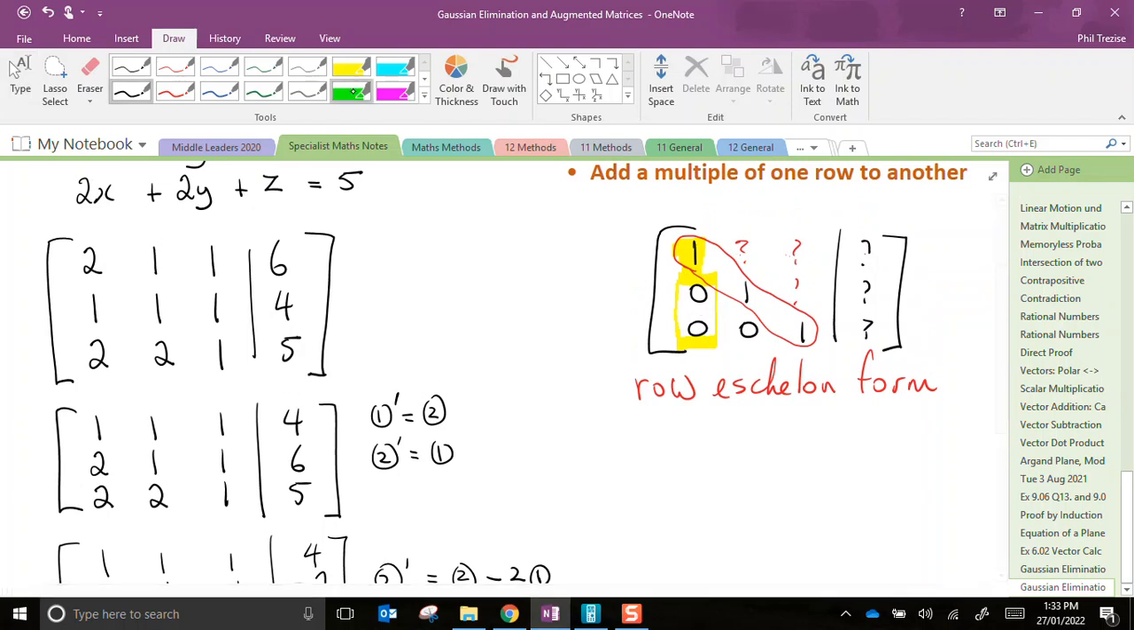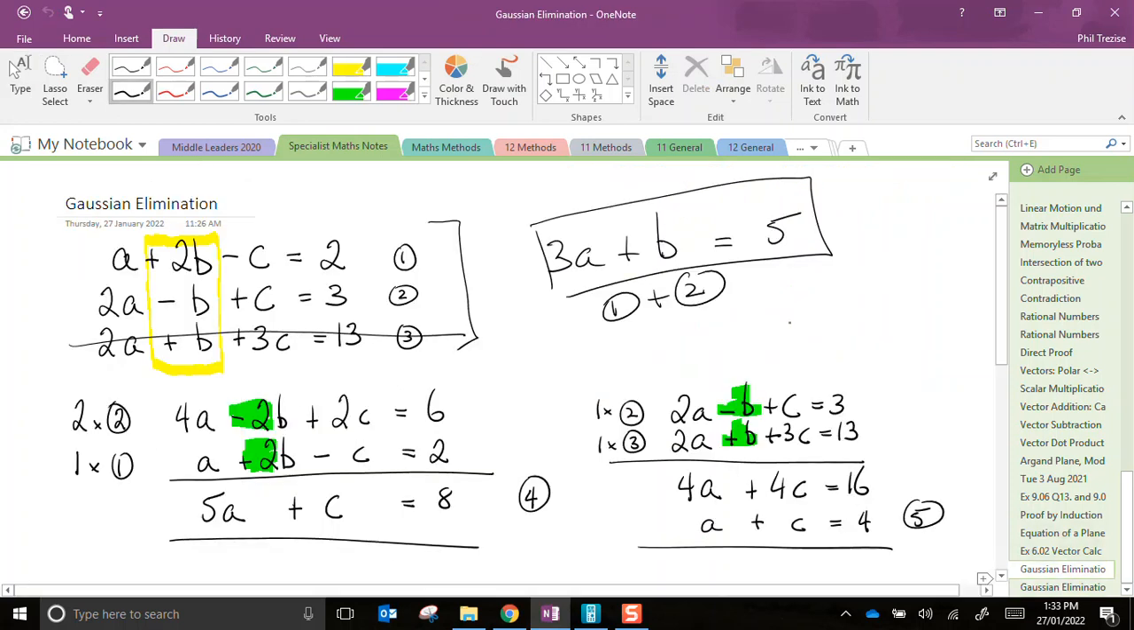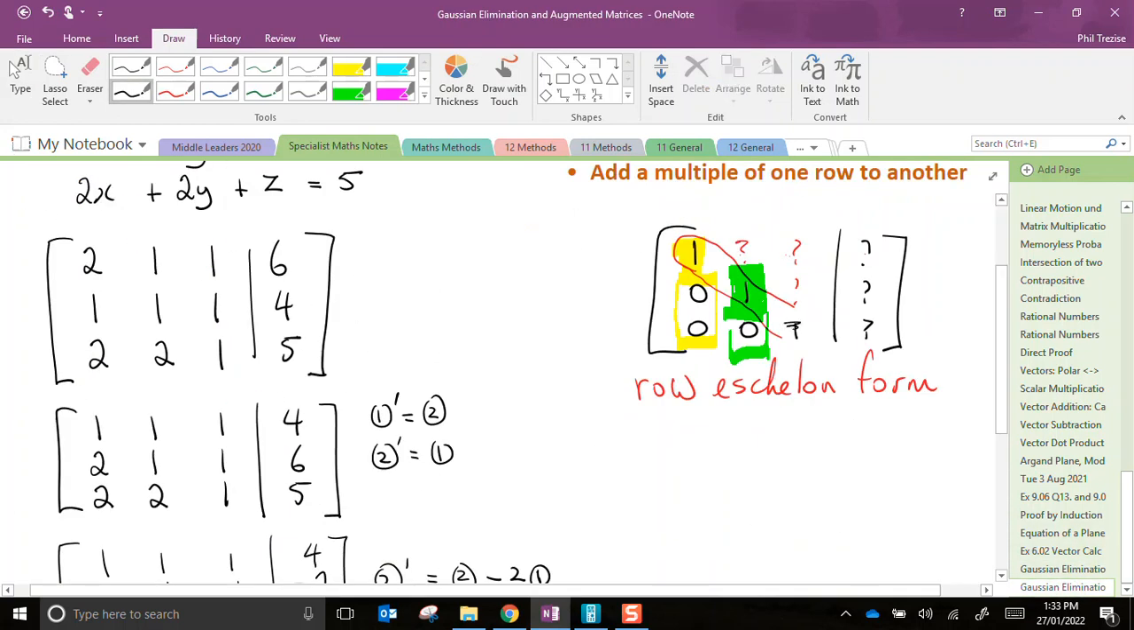zeros below that. The second thing to aim for is a leading one in the second row and get a 0 below that. And then finally, get a leading one in the third row. Oh dear, I'm having trouble with the colors today. So that's row echelon form.